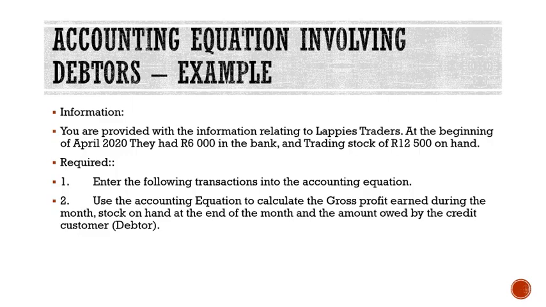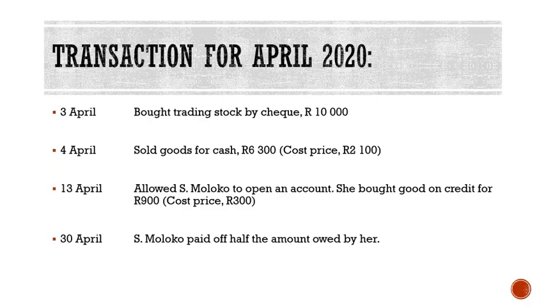Okay, let's get started. Transactions for April 2020. On the 3rd of April, we bought trading stock by check to the value of 10,000 Rand. On the 4th of April, we sold products to the value of 6,300. We paid 2,100 for these products. So the selling price is 6,300 and the cost price is 2,100.